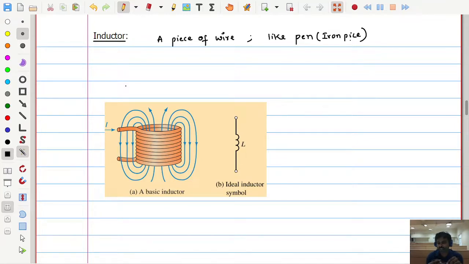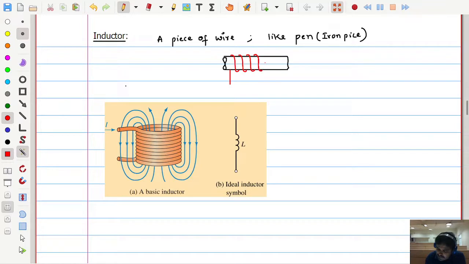This is called an inductor. How does it look? It looks like this. See here. Let me take the object like this. This might be some magnetic material, or it may be a pen or non-magnetic material, no issue. And I take a piece of wire. What I will be doing is twisting it around this in this way.